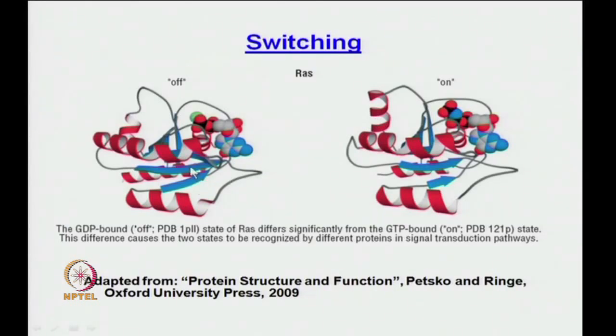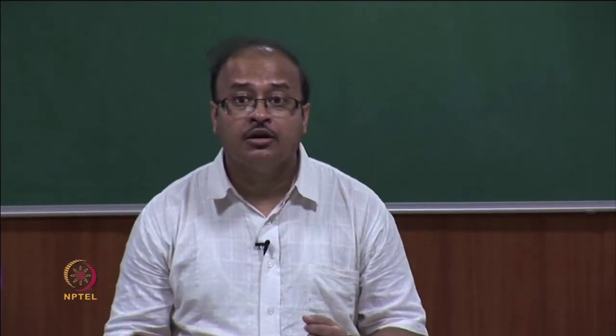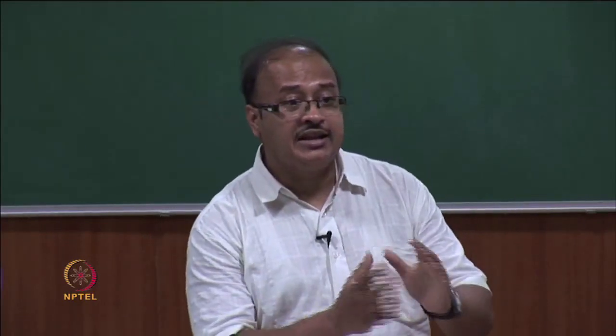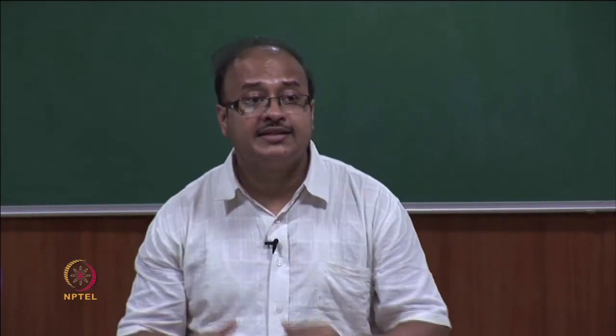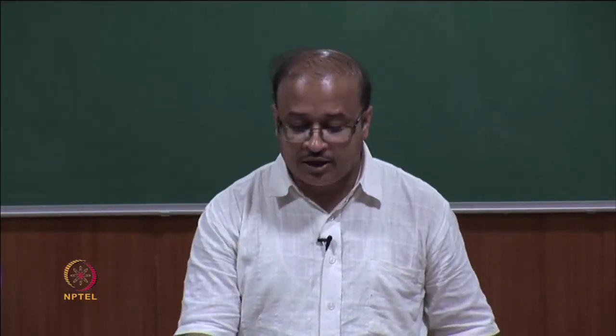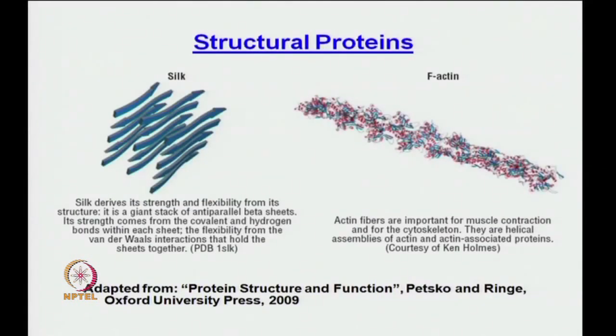Then you compare these two strands out here, and then you also compare this one out here. Again, this is different. So that means when GDP and GTP are bound, the protein is respectively in its on and off conformations, which accordingly is sensed and then transfers the signal through the signaling pathway by combination with other proteins. That is why it says the difference causes the two states to be recognized by different proteins in signal transduction pathways.